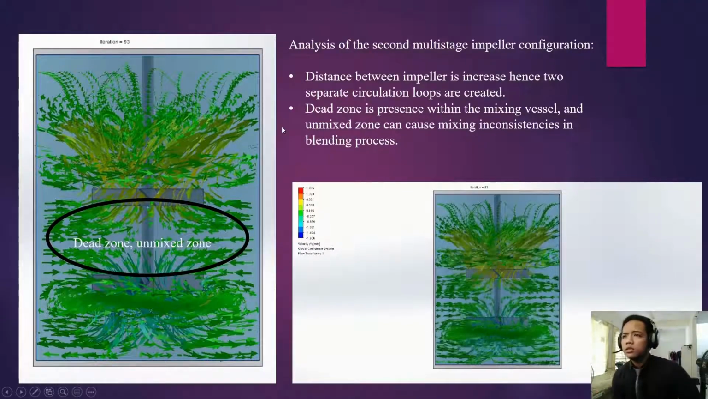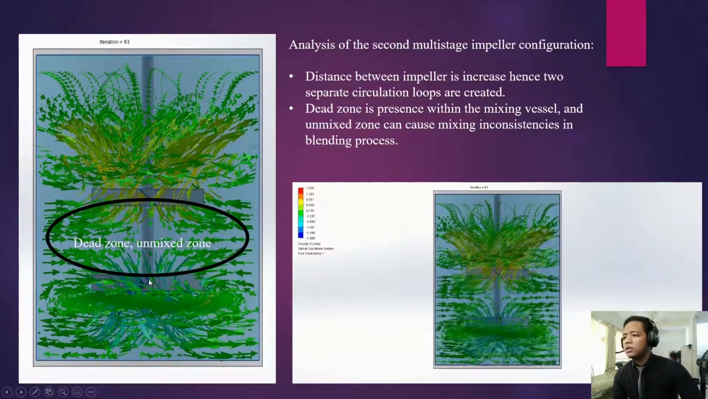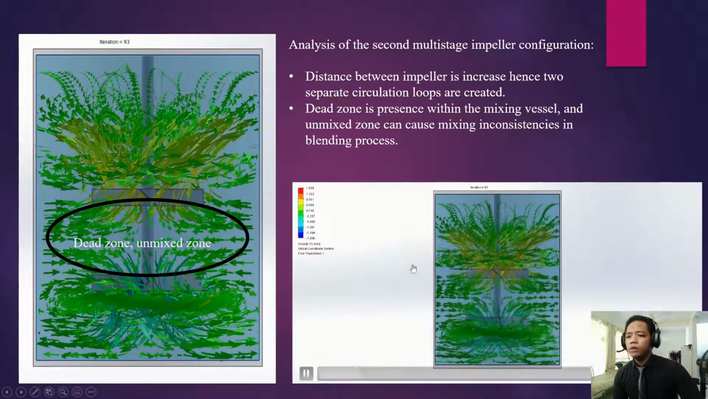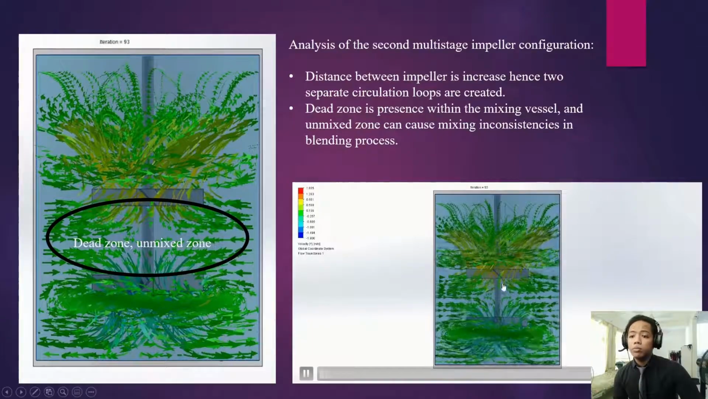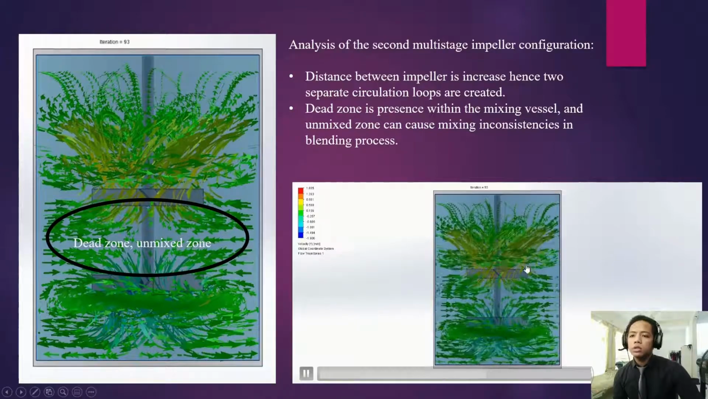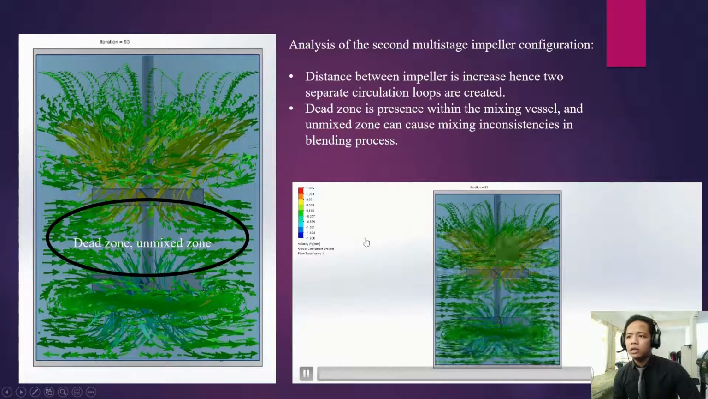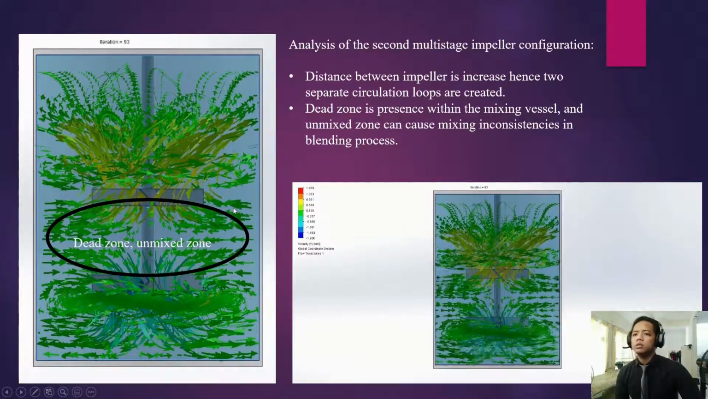The second analysis is done for the second multi-stage impeller configuration. By increasing the distance between the two impellers, we find that two separate circulation loops have been created. Although the objective of employing a multi-stage impeller is to acquire two or more circulation loops, a dead zone is present within the mixing vessel, and an unmixed zone can cause inconsistency in the blending process.